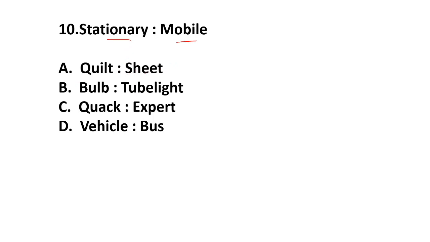Quilt, sheet. Bulb, tube light. So bulb and tube light are the same type. Quilt, sheet, same. A quilt is used on a bed in the winter season. A sheet is also a bed sheet that is used. Bulb and tube light are accessories of electricity.